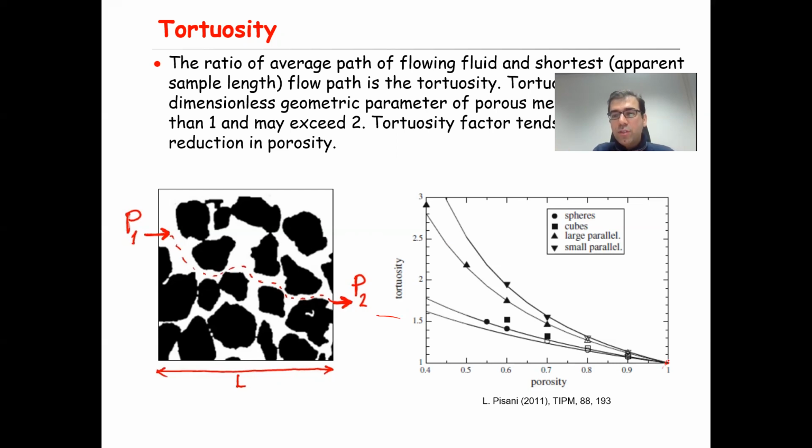As you can see, when the porosity is equal to 1, the tortuosity is 1, because there are no solid grains there. When the porosity is 1, that means it's empty space. That means there are no solid grains there to make tortuous pathways for the fluid. And when the porosity decreases, as you can see, the tortuosity tends to increase. And that affects the permeability of your media.